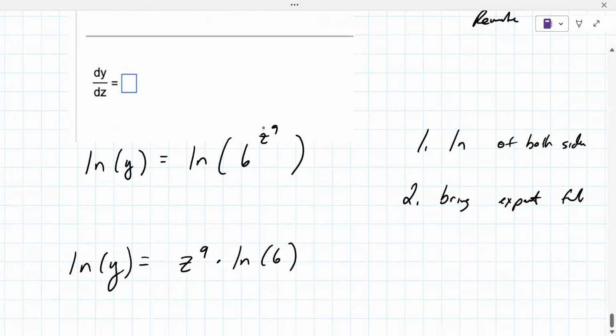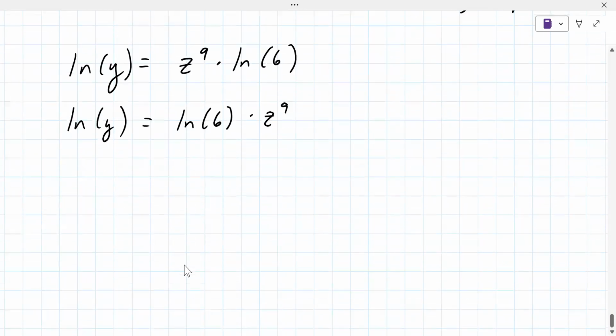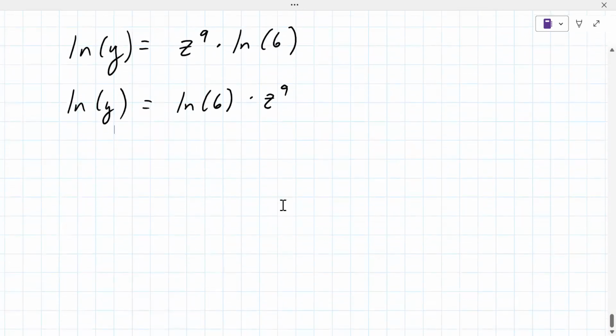Is that okay? Do you remember that from maybe a previous course? Yeah. Okay. Now, the other thing you can do here is, just because the natural log of 6 is a number, usually the numbers go in front. So I probably would rewrite it like that. So it's natural log of 6 times z to the 9th, but somehow keeping in mind that natural log of 6 is a number. It's not a friendly number, but it's a number. It's like that 10 to the 4th. It's just a constant. Okay.